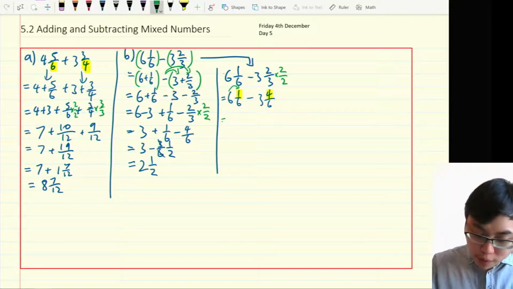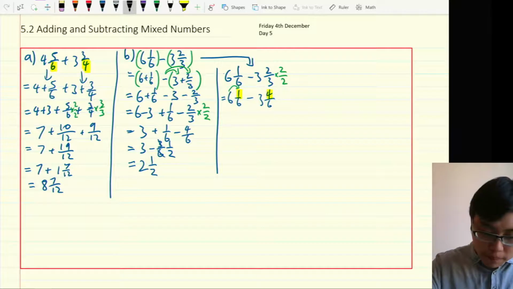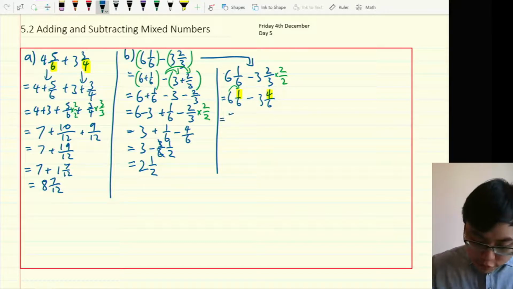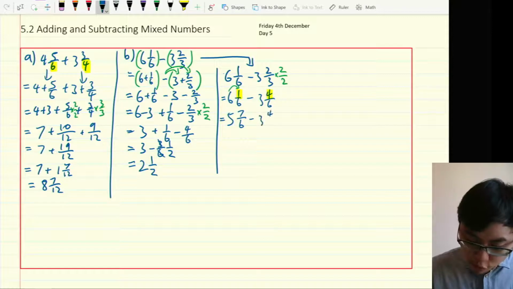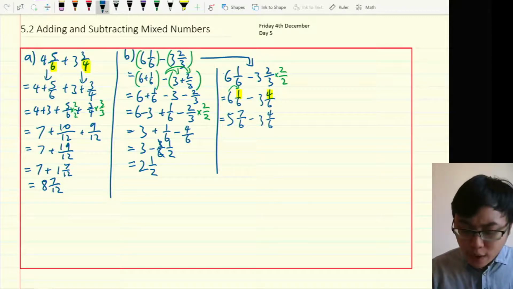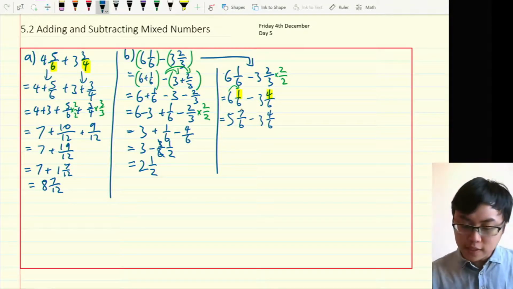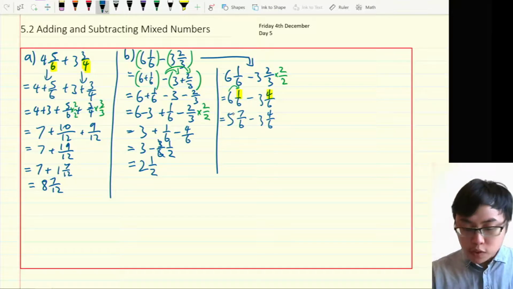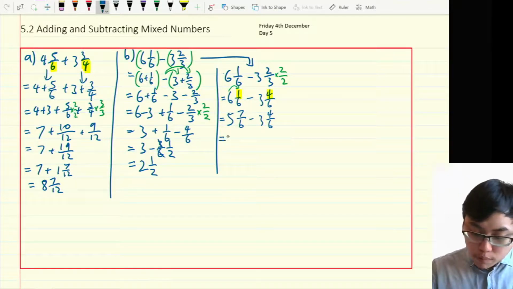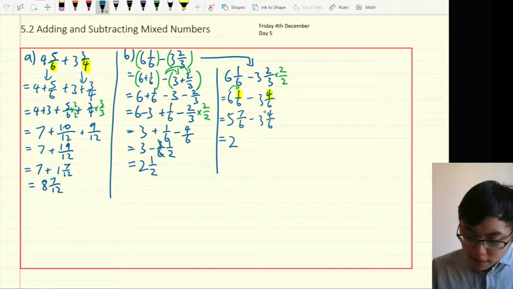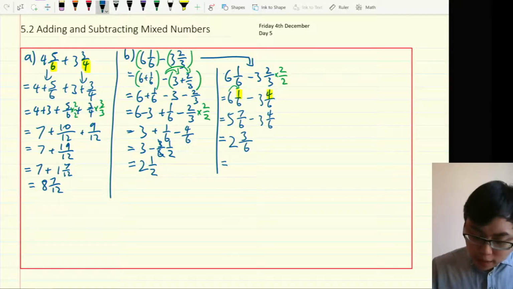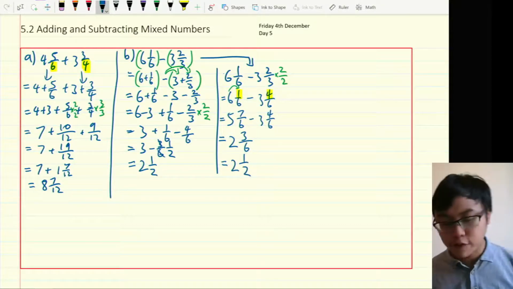So I can rewrite my mixed number as 5 and 7 over 6, subtract 3 and 4 over 6. Now I have enough to subtract. 7 minus 4 is doable. So I'm going to do whole number minus whole number. 5 minus 3 is 2, and then 7 minus 4 is just 3. And so we have 3 over 6. In the end, we still have 2 and a half.